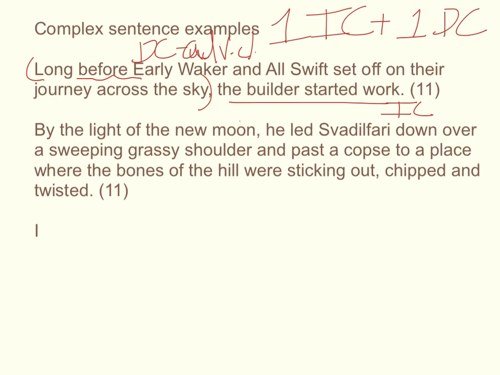By the light of the new moon, he led Svadilfari down over a sweeping grassy shoulder and past a copse to a place where the bones of the hill were sticking out, chipped and twisted. So our independent clause is here, and it continues through these prepositional phrases, and then here's our dependent clause. And the dependent clause is where the bones of the hill were sticking out.